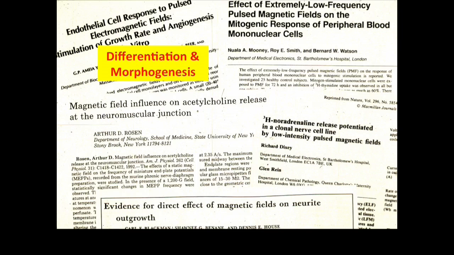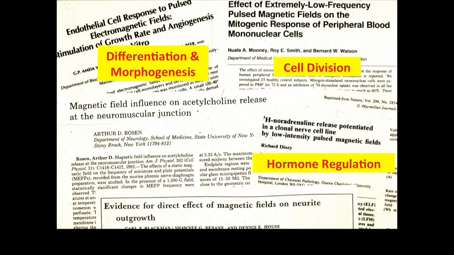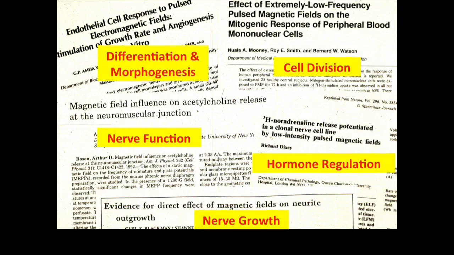Effect of extremely low pulse magnetic fields on the mitogenic response of peripheral blood cells. Well, that's cell division, mitosis. Yes, I can control cell division with electromagnetic vibrations. I can also show you this. Hormone release from endocrine glands can be activated by electromagnetic vibrations. The growth of nerve cells can be influenced by electromagnetic vibrations. Even the release of neurotransmitter between a nerve and a muscle cell can be activated by electromagnetic vibrations.